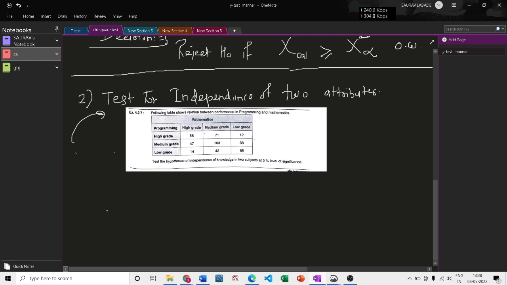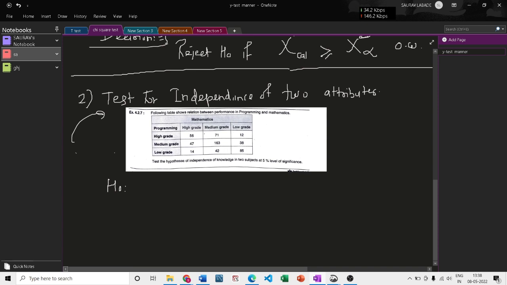Now here, what will be your yes or no in this case? Always remember that. In this case, the two attributes are what they have given you: the mathematics grades and the programming grades. So we have to find the relationship between the mathematics grades and the programming grades.